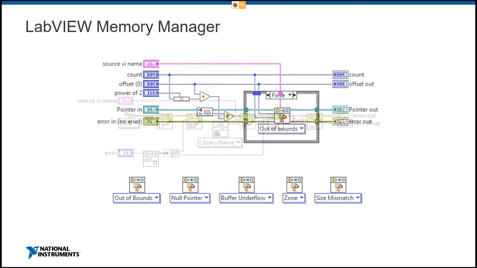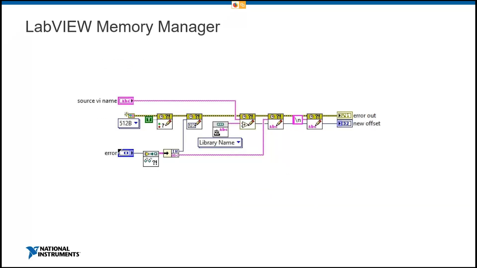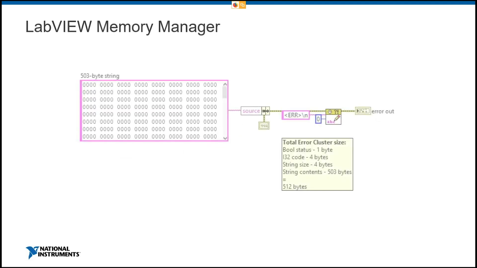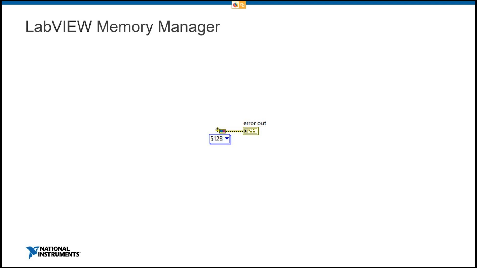So what I did for this particular setup is I created a library. It's within the memory manager, just a little separate library inside of it, called static error handling. What it does is allocate a fixed size block of memory on the block diagram. It starts with a static string and builds that into an error cluster of a known size. So you can say, I want an error cluster that is exactly 512 bytes in memory.